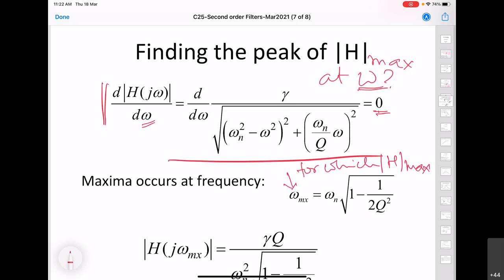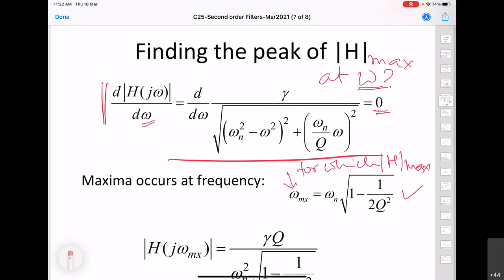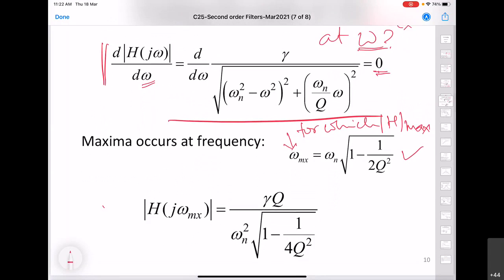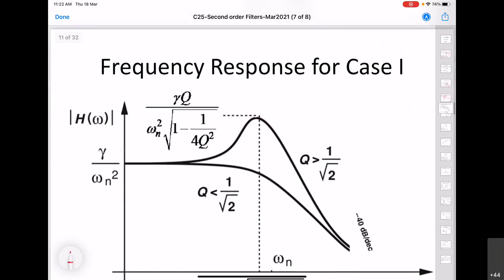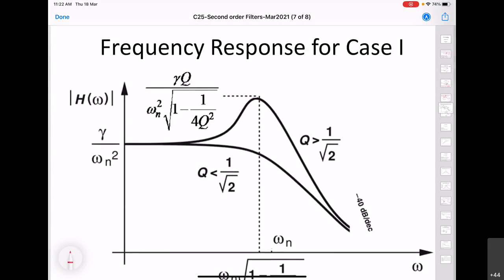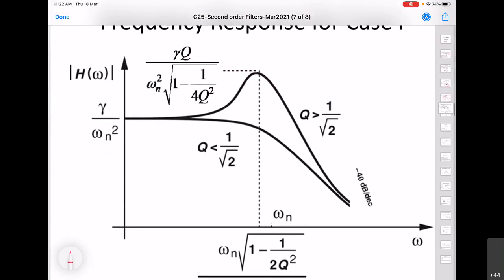And this frequency is, you can see, slightly different than the natural frequency. And it is given by this expression. And the peak value will be given by this expression here: gamma q divided by omega n square root of 1 minus 1 by 4 q square. So now we can see a plot of the second order transfer function for the case 1, and see where all these values correspond. So this is where omega n will be located, and peak will occur at this frequency, which is slightly away from this natural frequency and given by this expression.